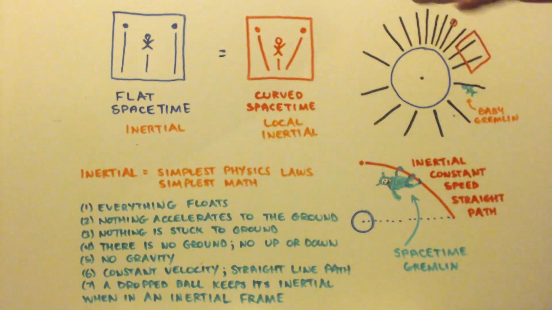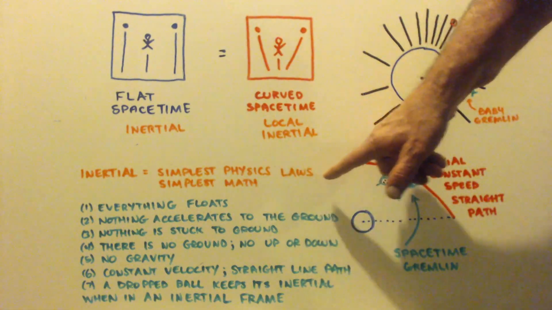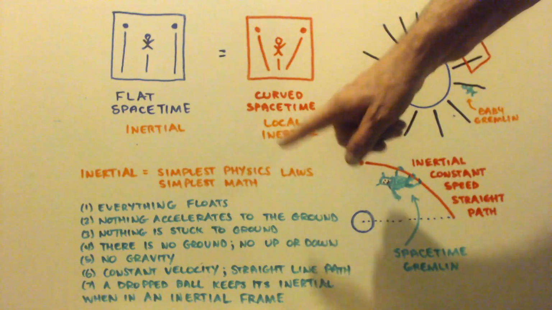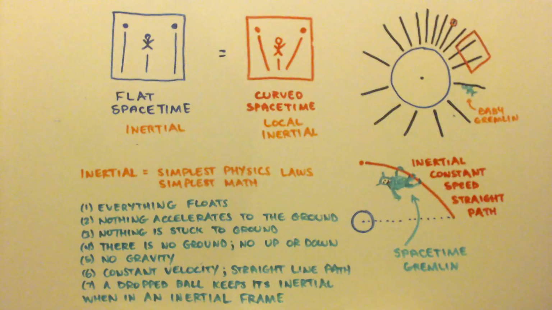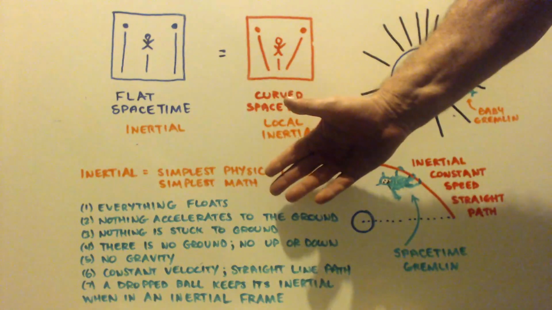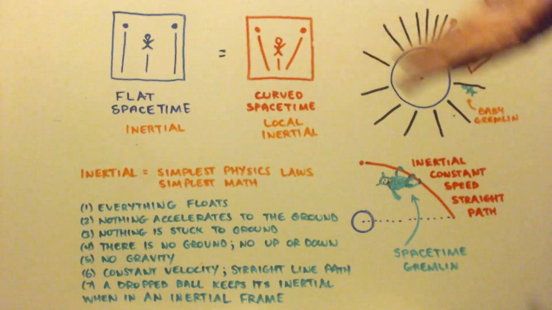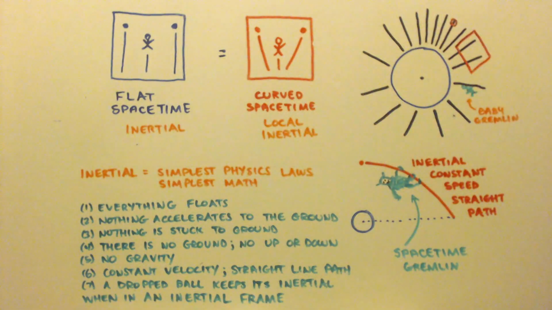Down on Earth, it's an accelerated frame because you don't have the simplest physics laws, you don't have the simplest math, and also you don't have the same physics laws as you do here or here. Everything gets complicated. Nothing floats. Everything accelerates. Everything is stuck to the ground. It sounds like a lot of math. There's a ground. There's an up and down. There's gravity.